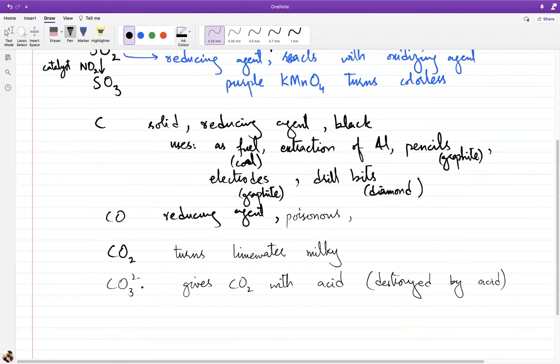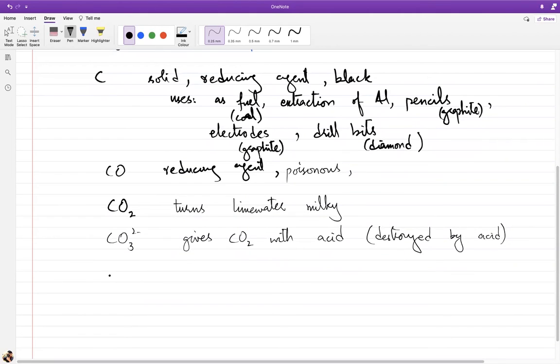Oxygen is the next one. Oxygen occurs as O2 and O3. This is called ozone. This has a layer which keeps us safe from harmful radiation. So harmful radiations are stopped by it.